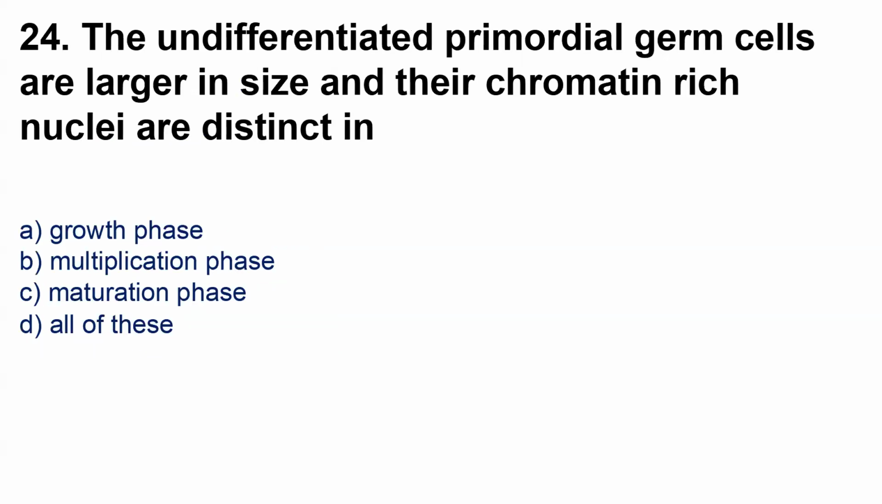Question 24. The undifferentiated primordial germ cells are larger in size and their chromatin-rich nuclei are distinct in: A. Growth phase, B. Multiplication phase, C. Maturation phase, D. All of these. The answer is B. Multiplication phase.